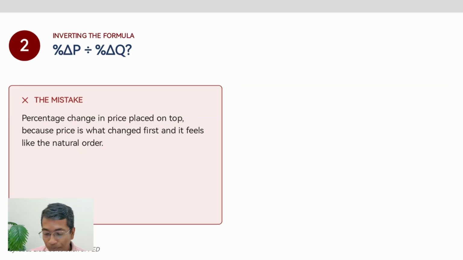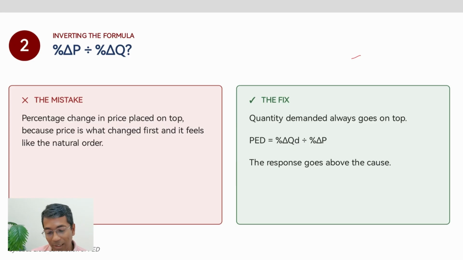Let's come to the next one. This one is very simple. The mistake here is that percentage change in price is on the top, in the numerator. As you can see here, the numerator is percentage change in price and the denominator is percentage change in quantity. That's the problem there. Obviously you know the solution, but still look at it.